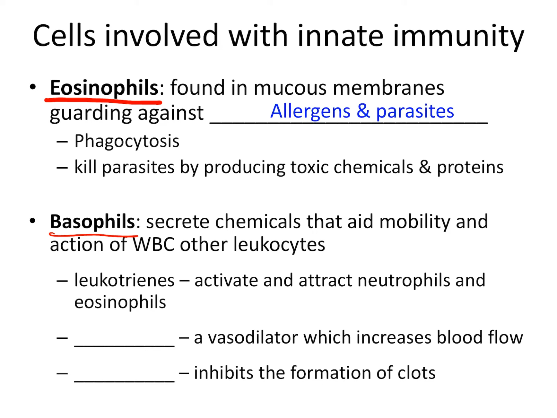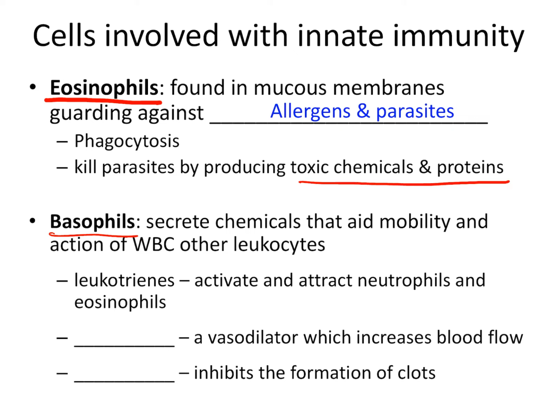Now, these eosinophils, which we didn't talk about before, can also perform phagocytosis. But again, their primary means of killing, particularly because they fight against large parasites, is the release of toxic chemicals and proteins, which can ultimately help to weaken that large parasite, which would be too large for a single cell to phagocytize.